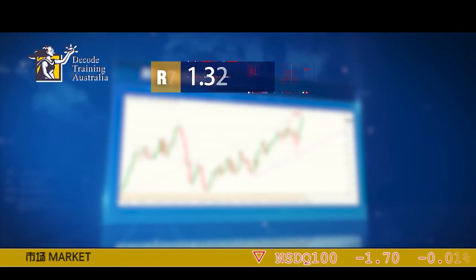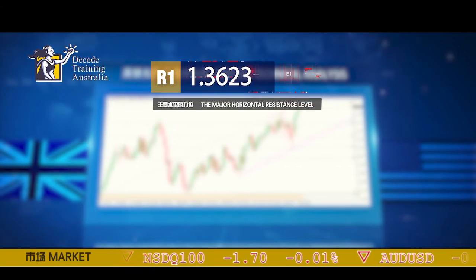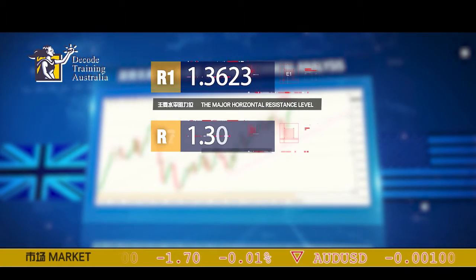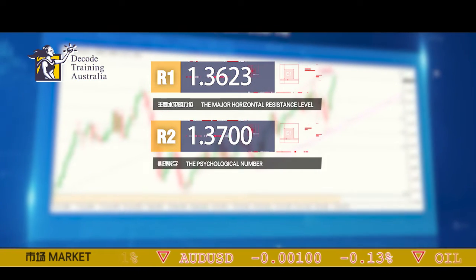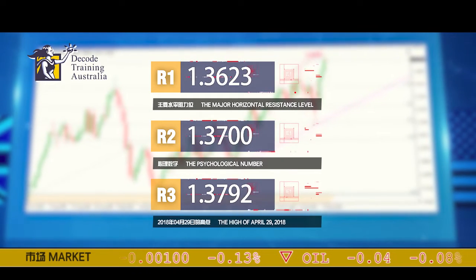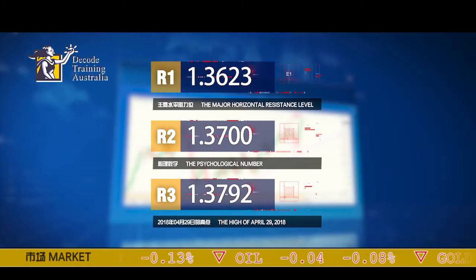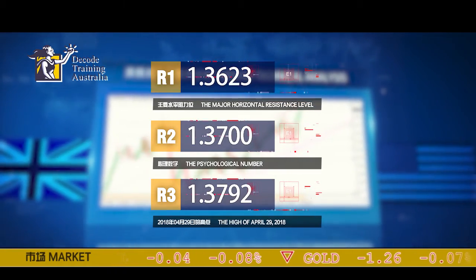These resistance levels might make it difficult for the price of the pound US to rise above them. The first resistance will be 1.3623, which is the major horizontal resistance level. The second resistance will be 1.3700, which is the psychological number, and the last one will be 1.3792, which is the high of April 29th back in 2018.